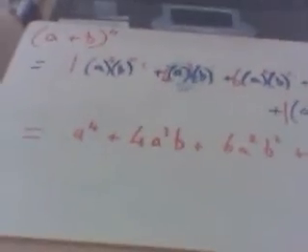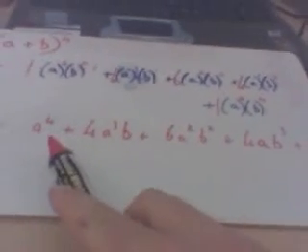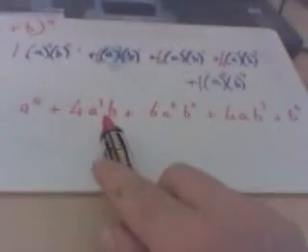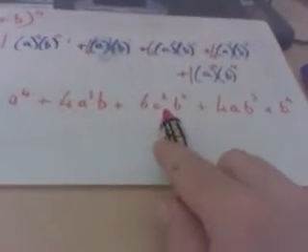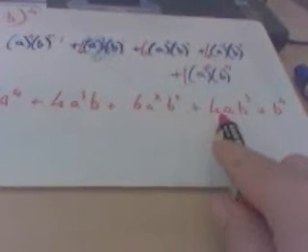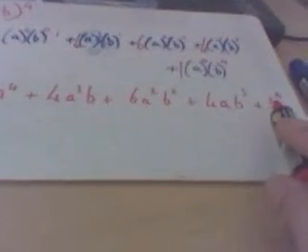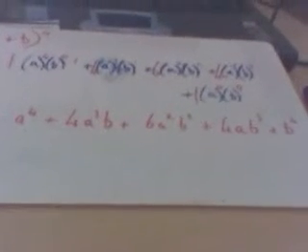Did you get an answer of a to the power 4 plus 4a cubed b plus 6a squared b squared plus 4ab cubed plus b to the power 4? If you got that right, then you've got a good basic idea about what techniques we're using.